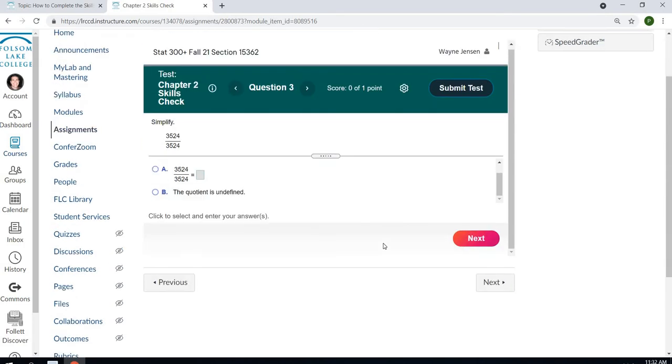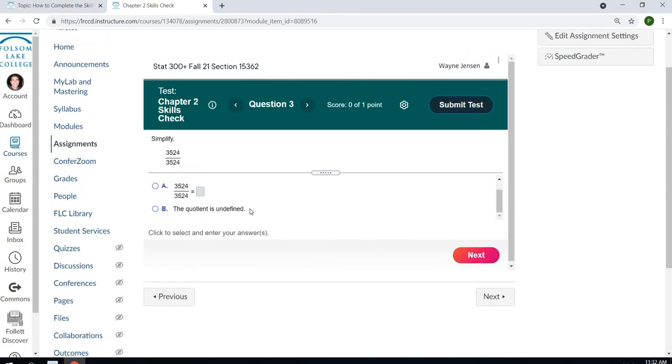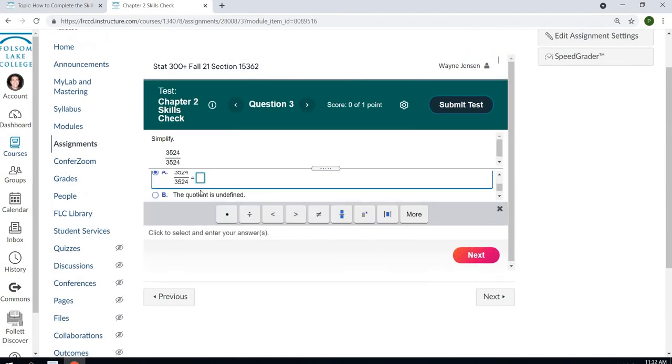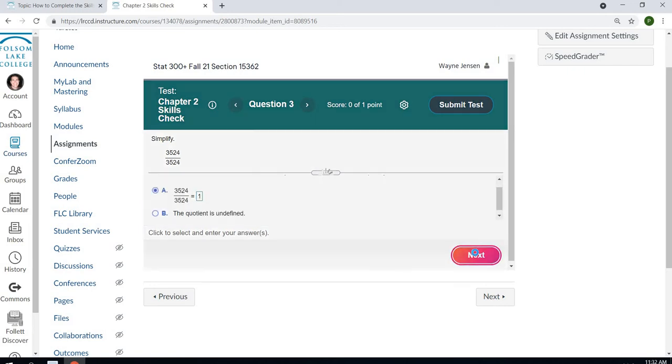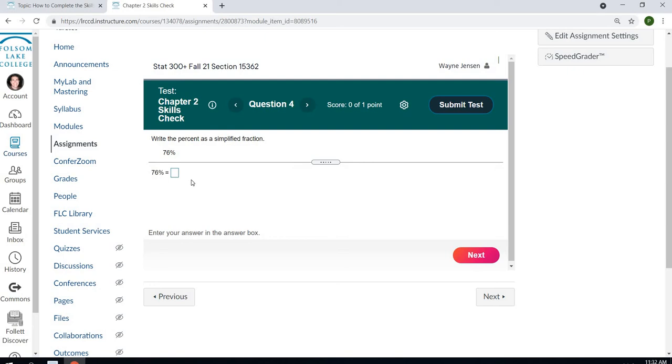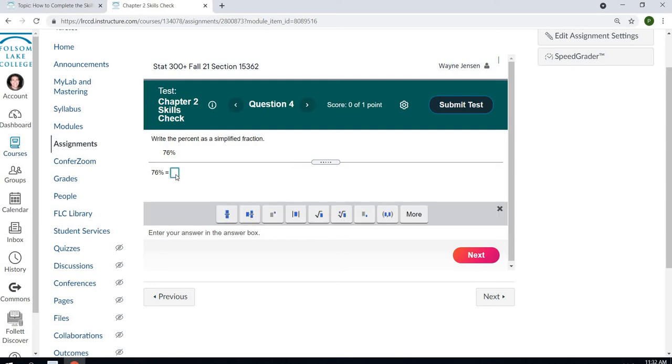So let's see. So the quotient is undefined, or the quotient is something. Well, something divided by itself is 1, and you'll click next. And you're answering all of these questions pretty quickly. And then this is a simplified fraction. I do know that it's 76 over 100. 76 divided by 2 is 37 divided by 50, right?